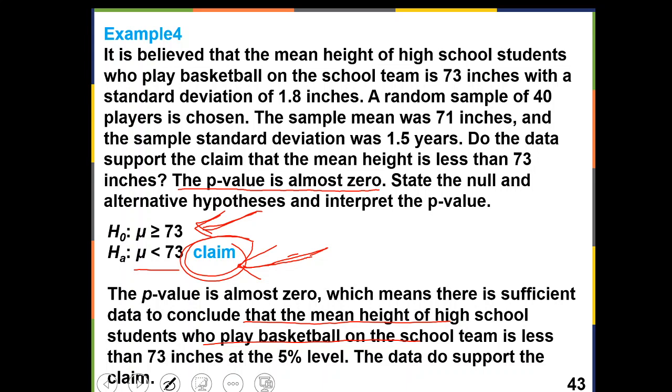Now, at 5% level of significance, right? So in fact, even at 1% level of significance we still reject. So the level of significance alpha, normally if it's not given, it's 5%. And if it's given, it could be 1% or it could be 10%. Those are commonly used numbers for alpha.